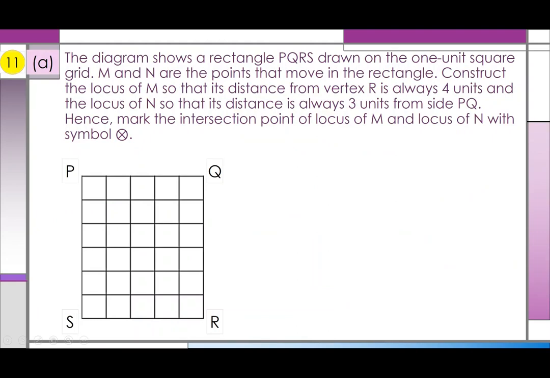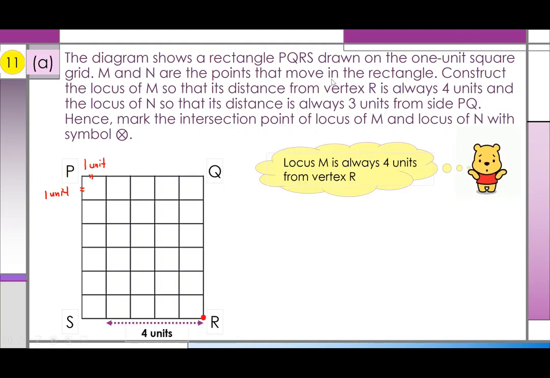Okay, question 11. Just now we learned how to describe. Question 11 is problem solving. The diagram shows a rectangle PQRS drawn on a 1 unit square grid. Okay, this is 1 unit. M and N are points that move in the rectangle. Construct the locus of M so that the distance from vertex R is always 4 units. So first we know that locus M is always 4 units from vertex R.